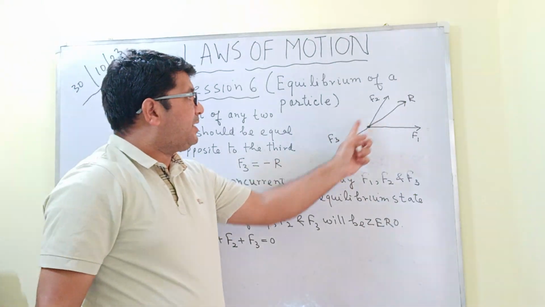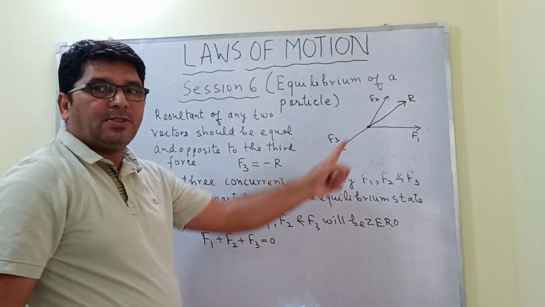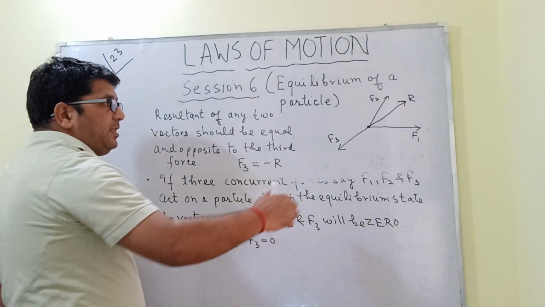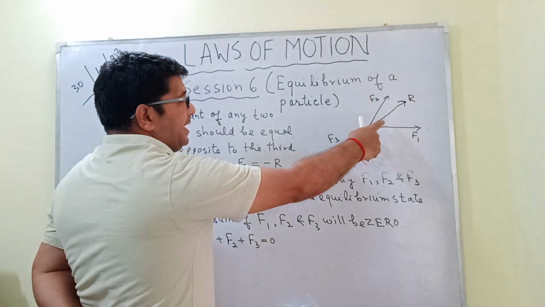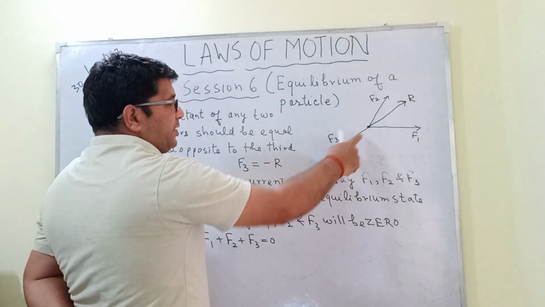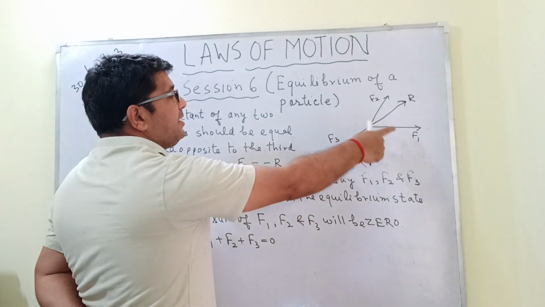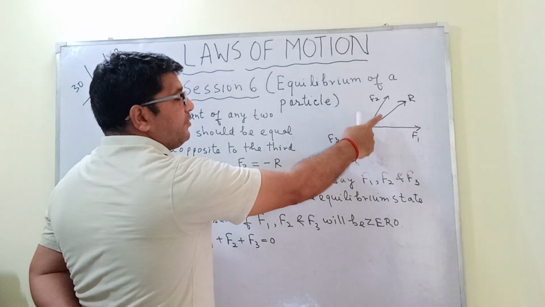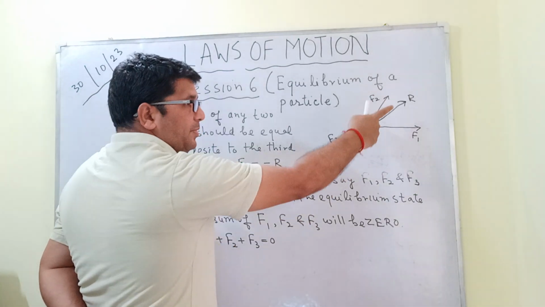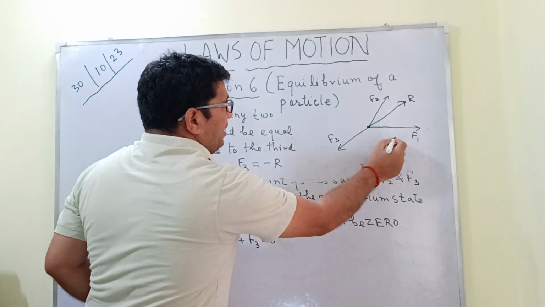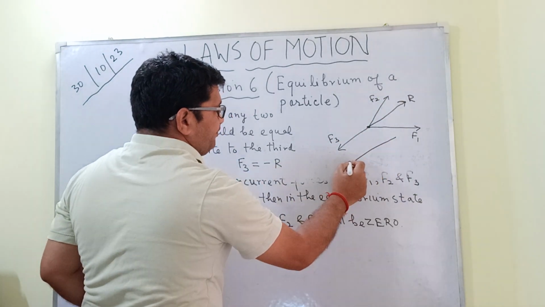The line of action should be the same, meaning they should be acting along the same line. However, their direction will be opposite. That means if F3 is acting in this direction, the resultant of these two forces, F1 and F2, will be acting in the opposite direction, but along the same line, like this.